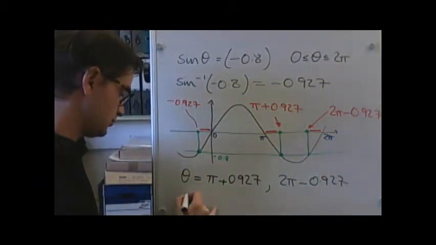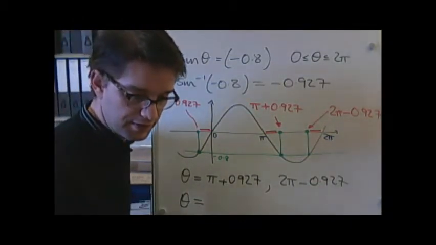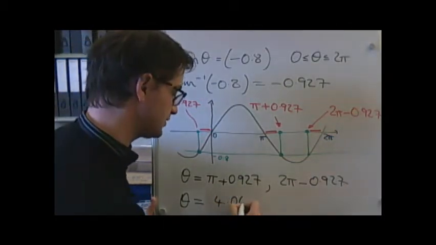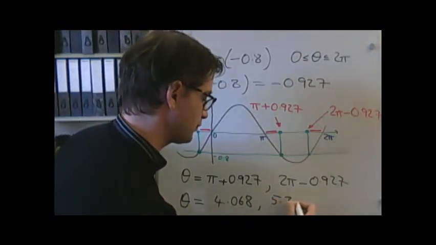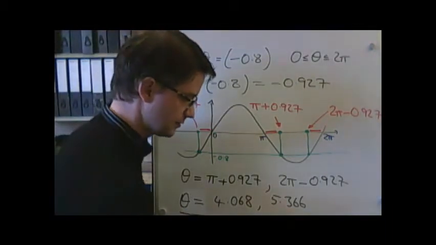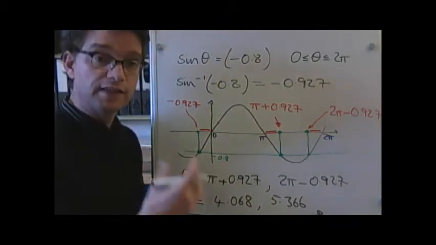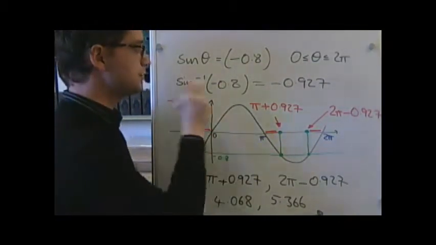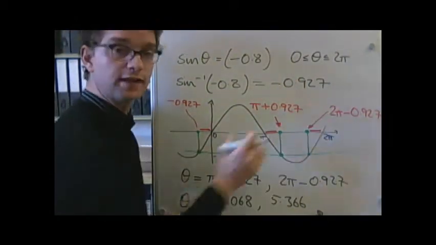My values of theta that I'm interested in here come out to being 4.068 and 5.366. These are the values of theta that I want to solve this equation. So it doesn't matter if you start with a minus number in here, the process is the same. You take an inverse sine and then you use the symmetry in the curve to find the extra solutions.